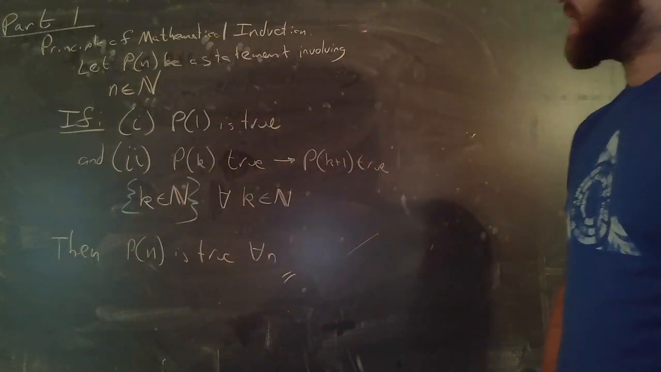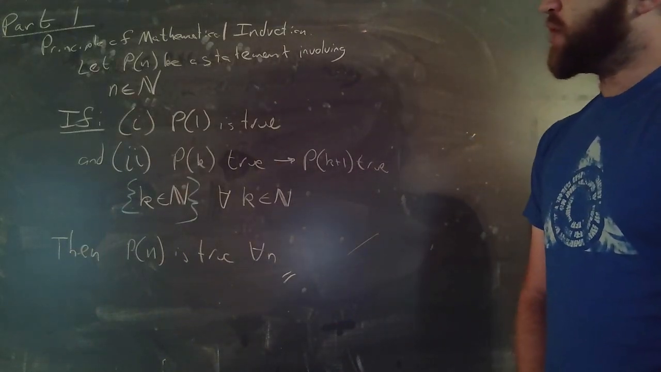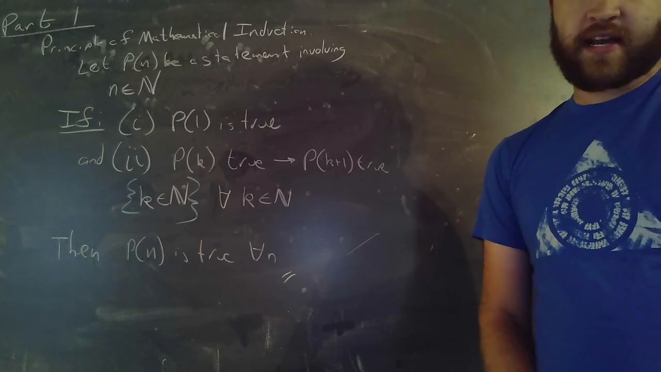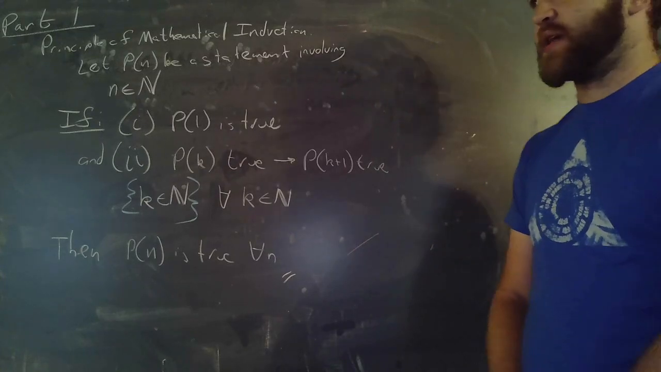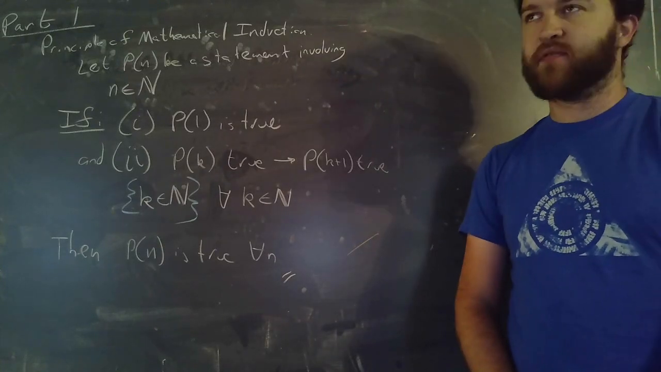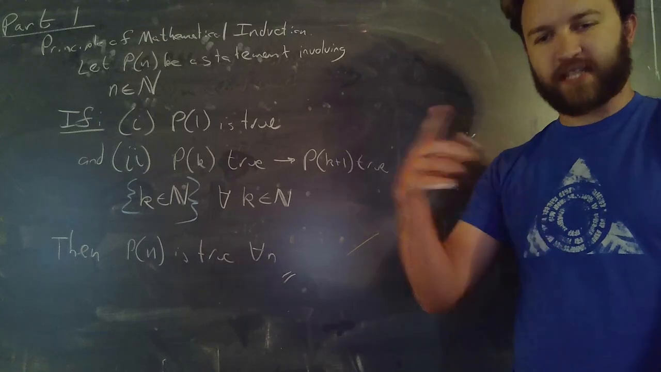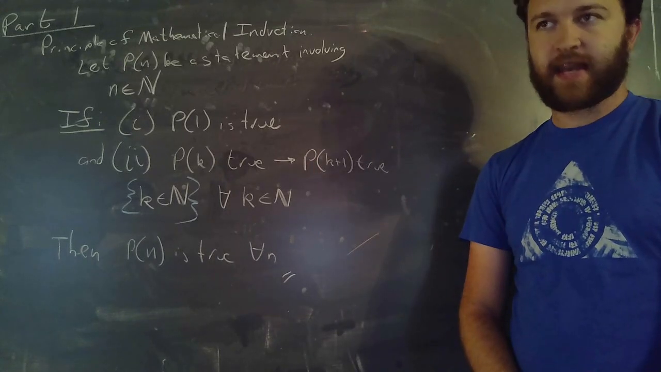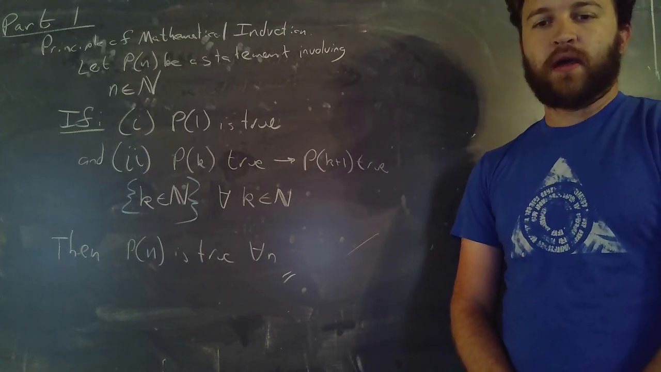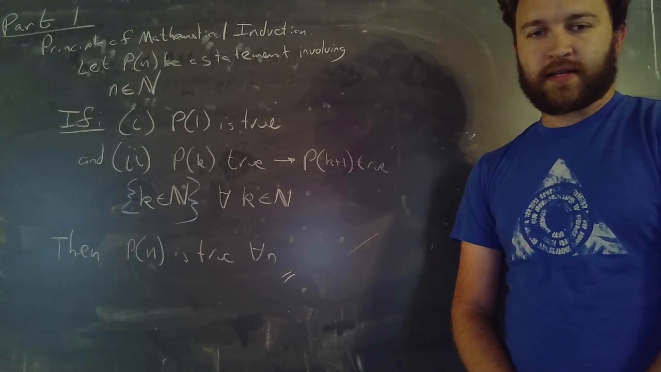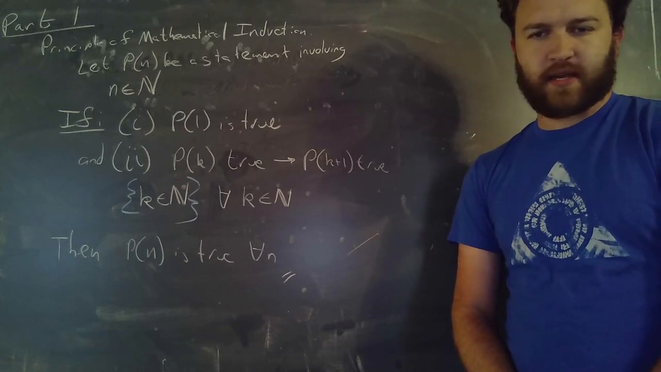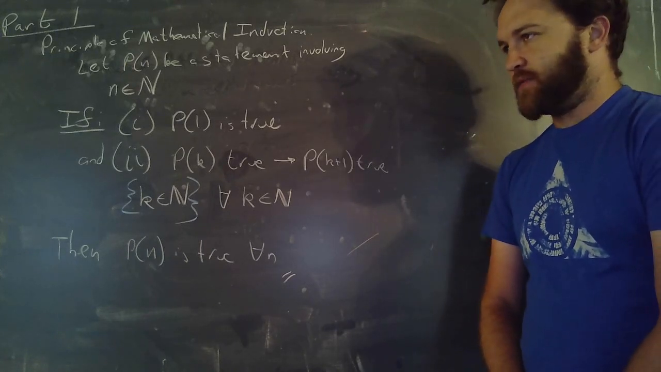The principle of mathematical induction says if we allow P of n, which is just some kind of mathematical statement, so this is like one thing equal to another. An example of this might be 1 plus 2 plus 3 plus and so on, all the way up to plus n, is equal to n plus 1 times n over 2, or something to that effect.